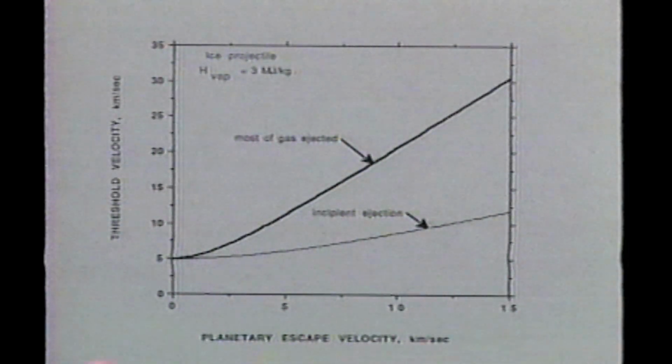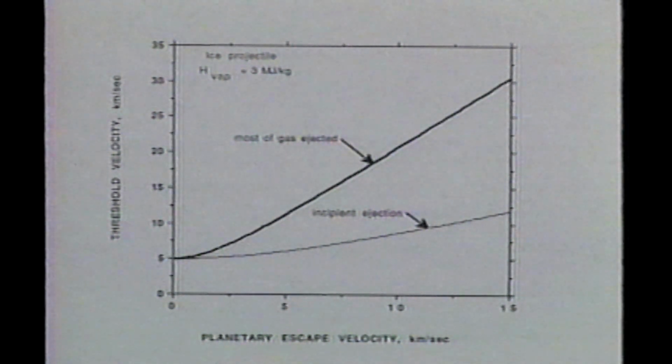Okay, if I could have the next slide. Since it's getting late, I'll only show one of these in some detail. This is the threshold velocity for an icy projectile as a function of planetary escape velocity. And there are two curves on here. Let's look at the case for Mars.